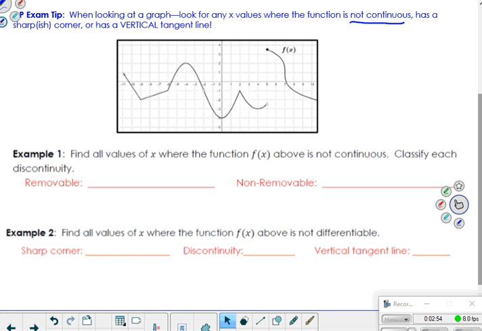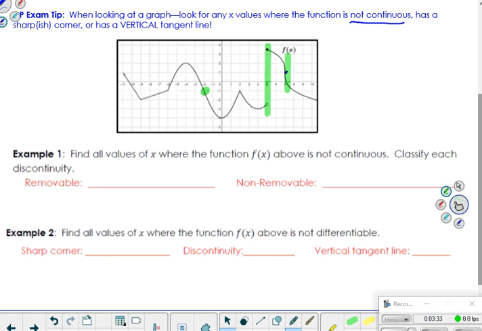So example 1, find all the values of x where the function f of x is not continuous. Classify each continuity or discontinuity as removable or non-removable. So a little practice from unit 1. All the functions where it's not continuous. Well, the first thing that grabbed my eye was this hole. And the other thing that captured my eye was this jump going on. Oh, there's one other thing that just struck me. And that is, at about this point, I would end up with a vertical tangent line, wouldn't I?